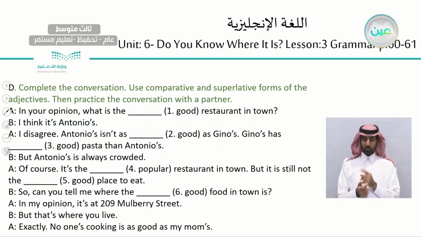Okay? Now for exercise D, complete the conversation. We have this conversation, we have to complete it. Use comparative and superlative forms of adjective. Then practice the conversation with the partner. So one of you will be A and the other one will be B. You have to read it together after you fill it out. So you have to use the adjectives between brackets, and you have to change it either to comparative or superlative form. Okay? Pause the video, think about it, discuss the answer with your friend, and then let's see it together.